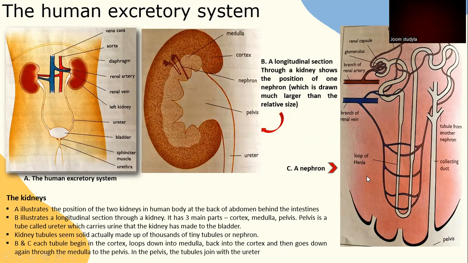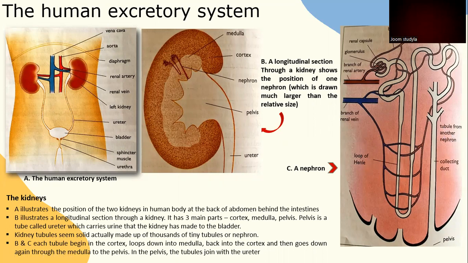Diagram C is a bigger diagram of a part of the kidney. So it's a nephron. Inside the nephron, you can see the blood capillaries, renal capsule, glomerulus, branch of renal artery, branch of renal vein, loop of Henle, collecting duct, pelvis, and tubule for another nephron.